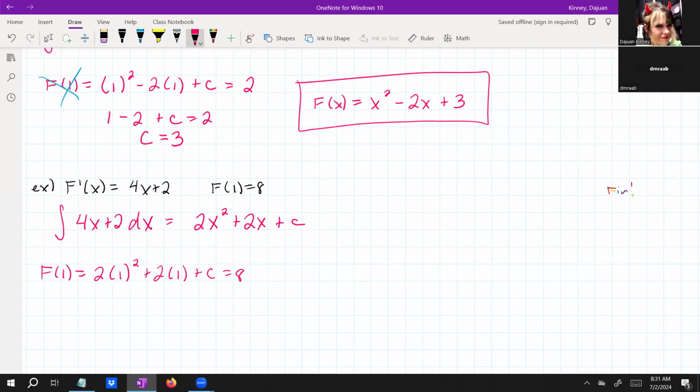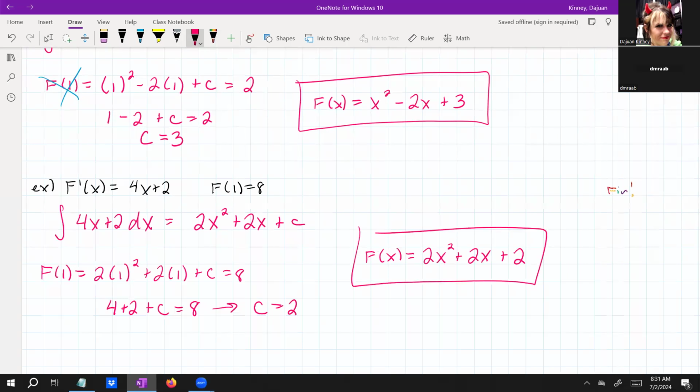Okay, oh, this is interesting. So I get 4 plus 2 plus c equals 8. That tells me c equals 2. Rewrite my function. f of x equals 2x squared plus 2x plus 2. And that's that.